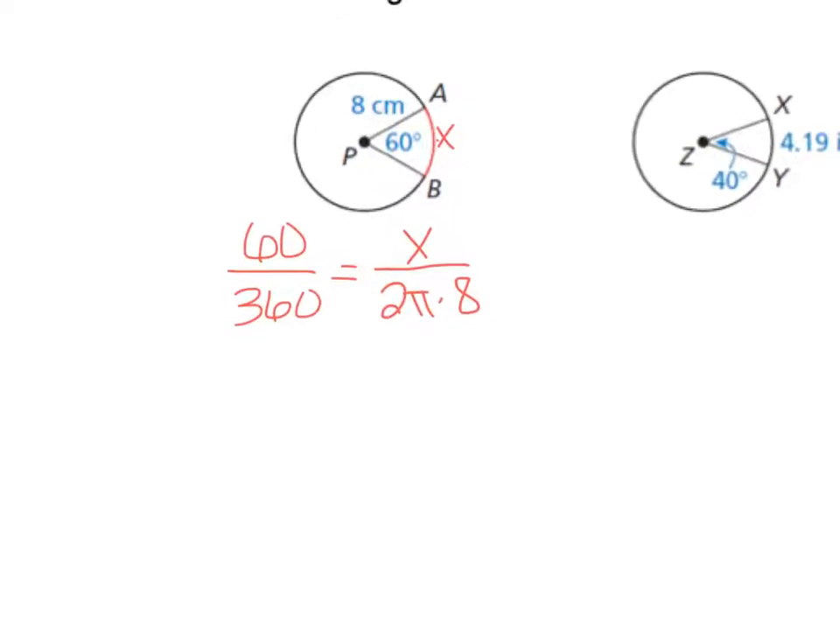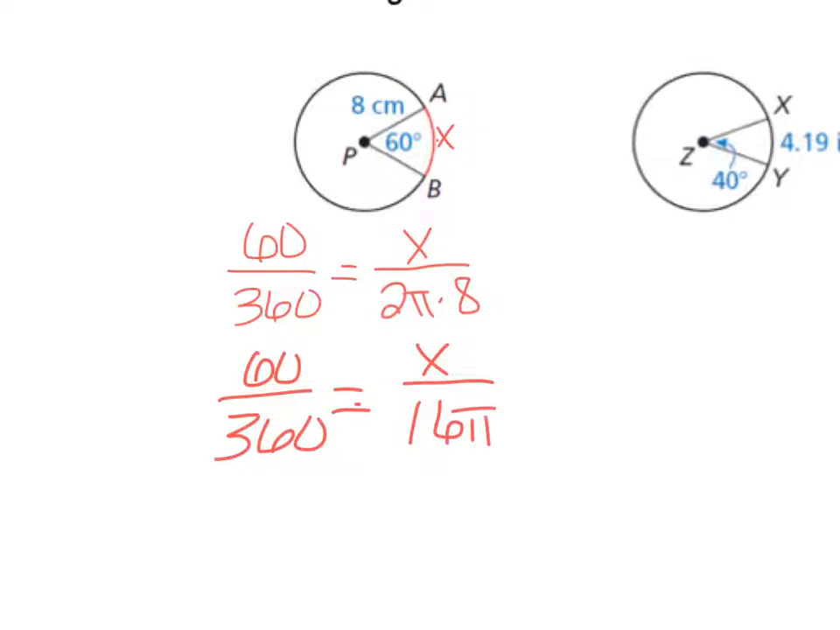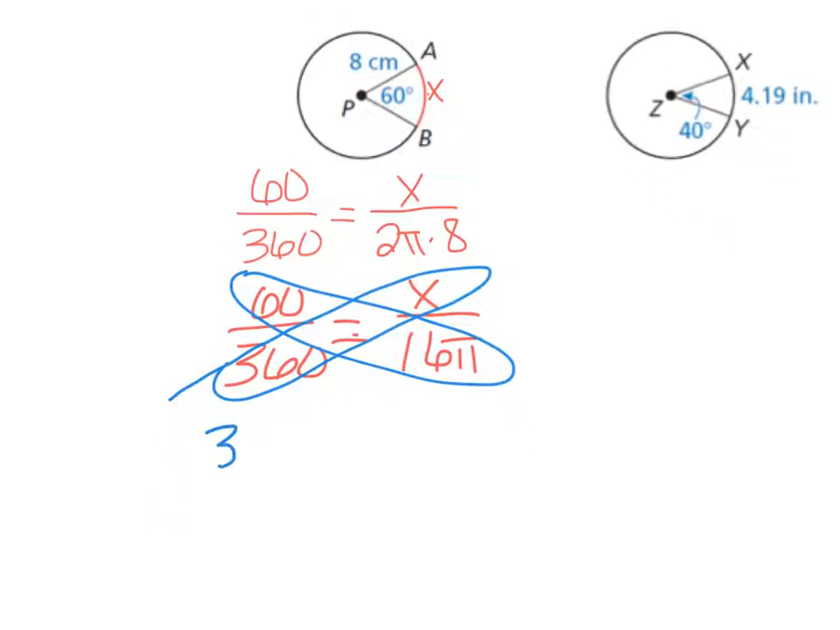So I'm going to call this 60 out of 360. Sometimes I would take time and simplify these fractions, but if we have a calculator, I'm not going to worry about that. X over, the only thing I am going to simplify is 2 times 8 is 16 pi. Now we are going to cross multiply with our butterfly method here. And we would get 360 times x equals, well, we're going to take 60 times 16, which is 960 pi. Don't forget that pi is still there.